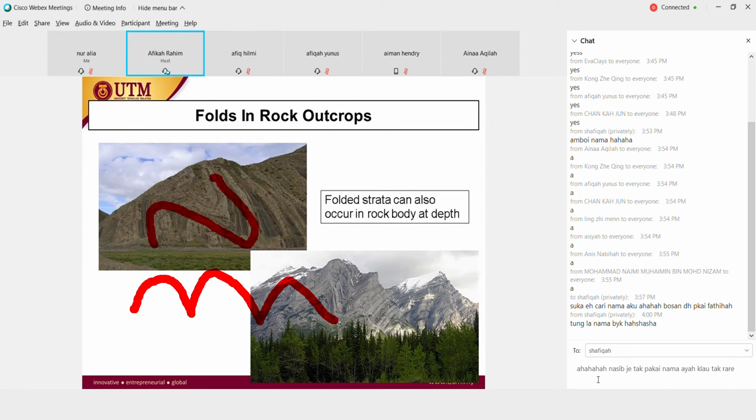And what happened to the surface? It's being eroded, like what we learned last week, because of erosion, degradation, and weathering by air, water, CO2, oxygen and all that. It will chop off the top of the hill. That's why sometimes you can only see half, or three-quarters, or maybe a quarter of the fold.